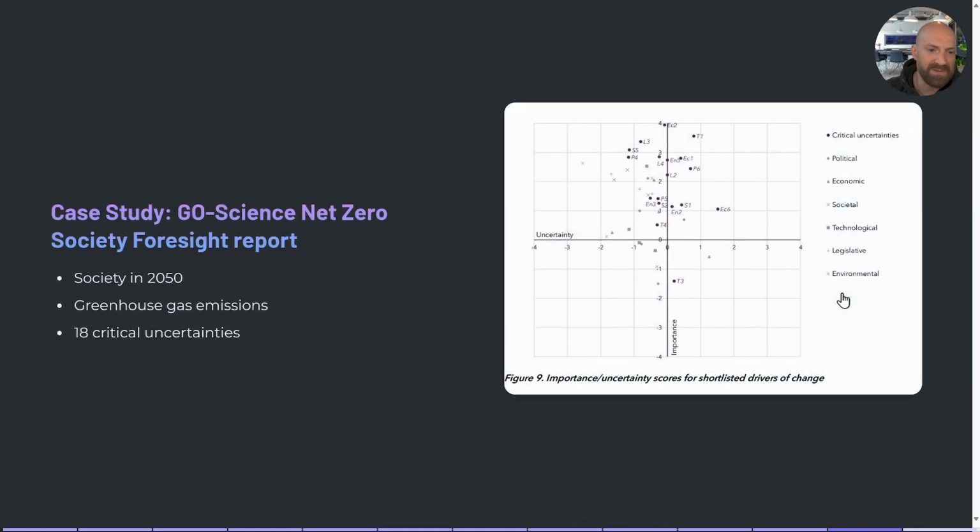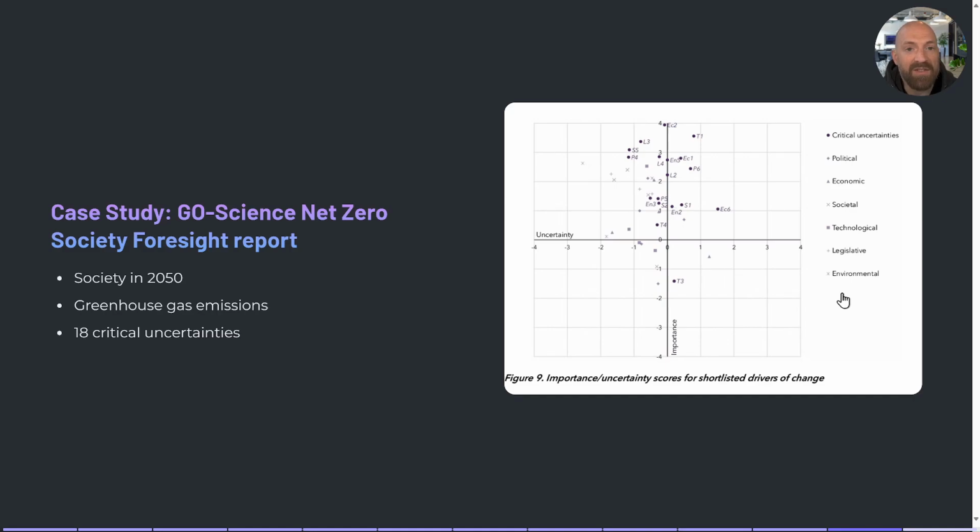So that's lots of sort of practical theory advice. Let's have a look how it's been implemented in a case study. This was done by the Government Office for Science. This was their Net Zero Society forecast or foresight report. So they were asked to look at what society might be like in the year 2050, in particular when it comes to net zero and greenhouse gas emissions.